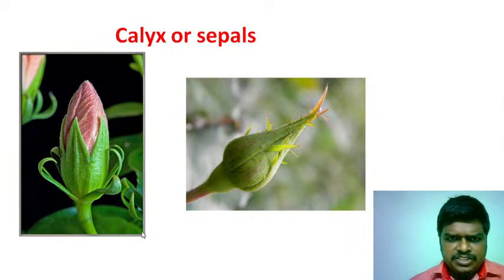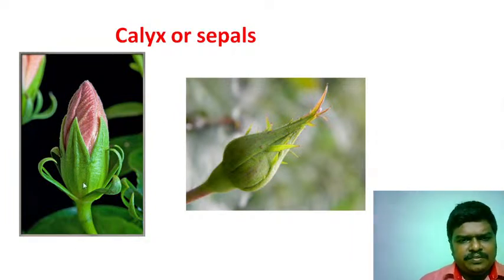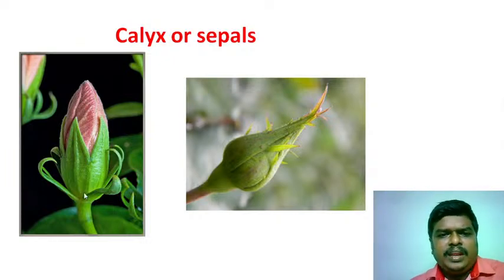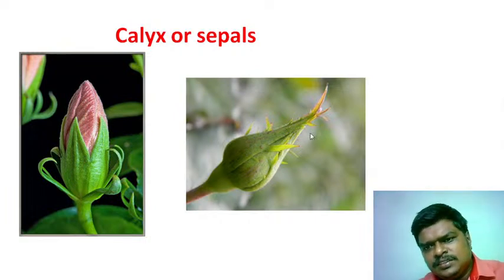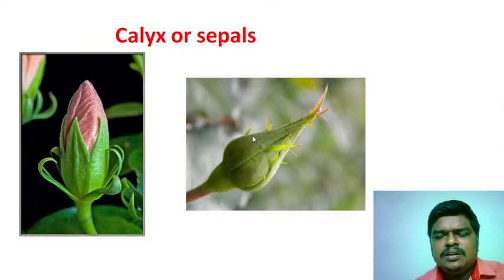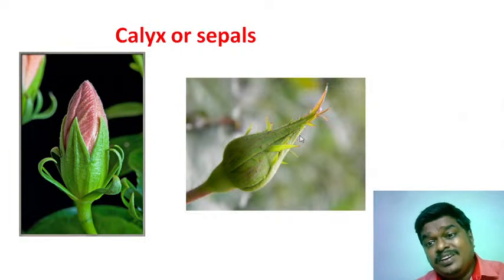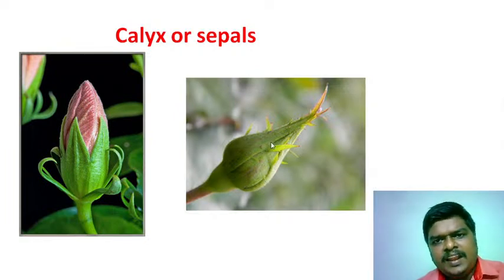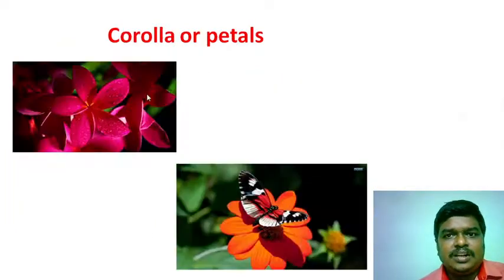And you can know the functions of the calyx. Calyx, or sepals, are the outermost whorl of the flower, and it is green in color. So it also does the process called photosynthesis. In the young stage, the calyx covers the other whorls of the flower. In the bud condition, the calyx protects the other whorls of the flower. Next is called corolla.